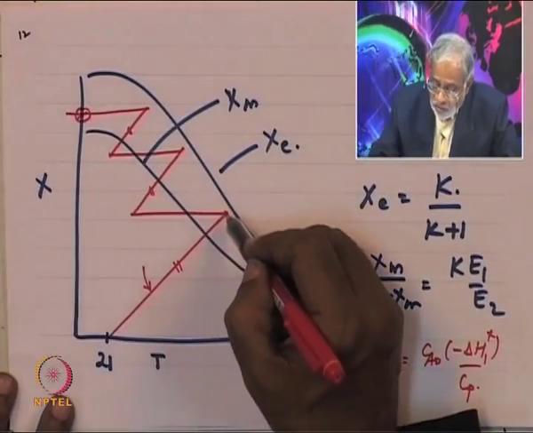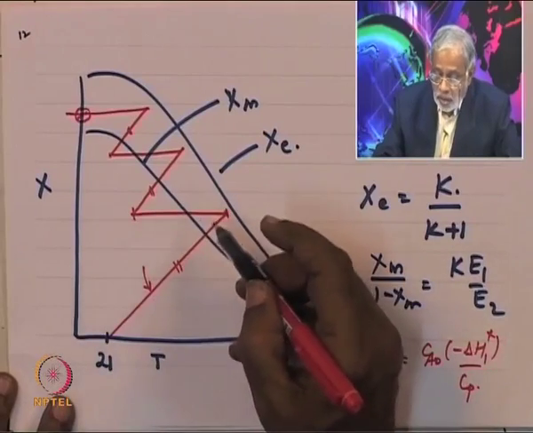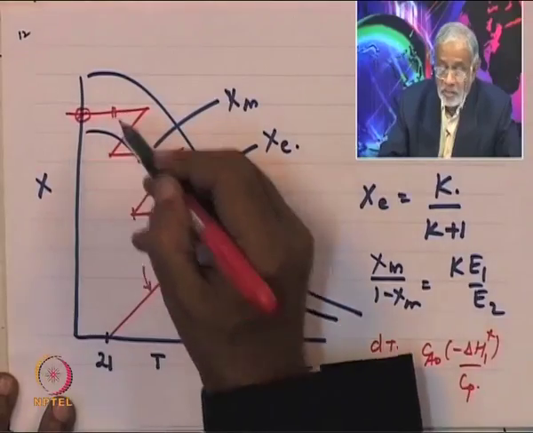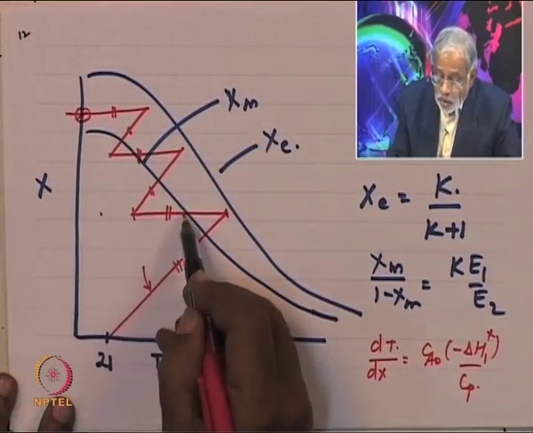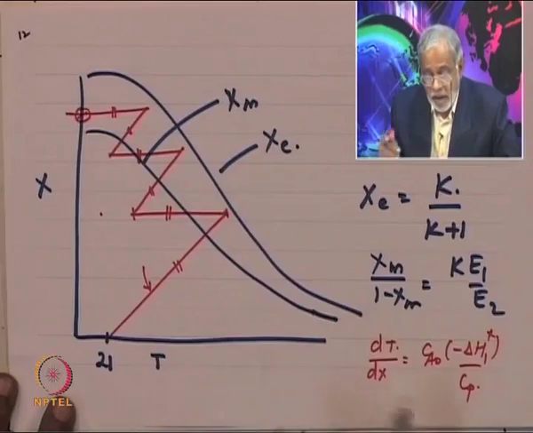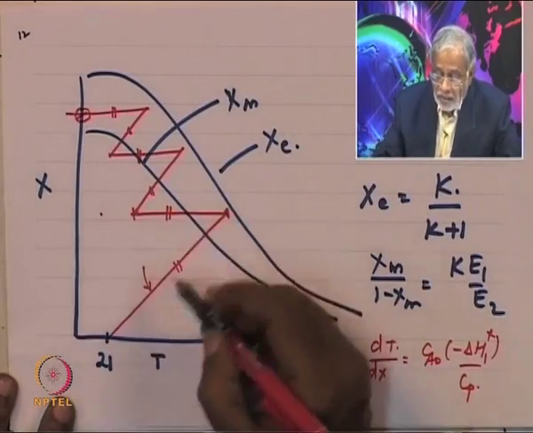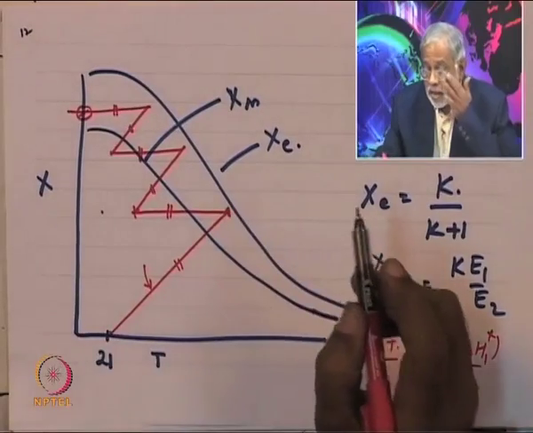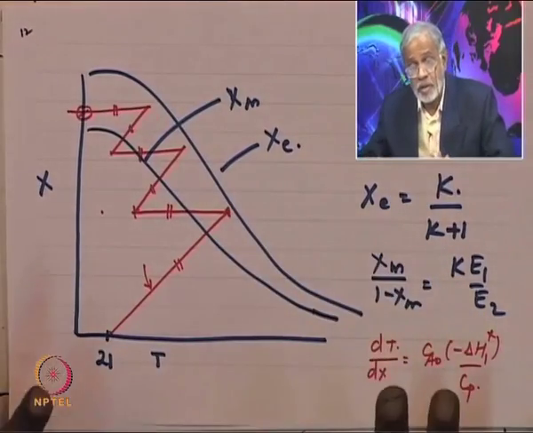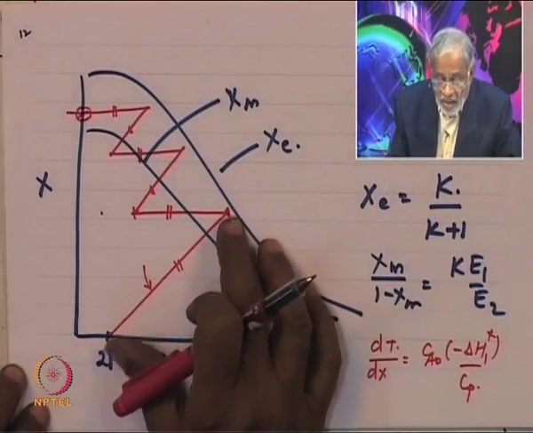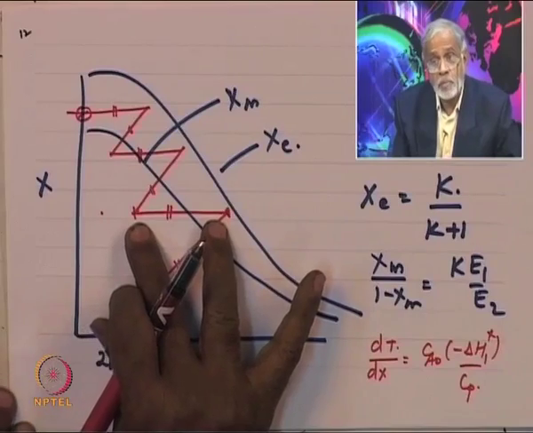So, the design feature that you must take into account is how much interstage cooling you would like to do between stages. You can cool up to here or you can cool up to here. Each decision implies a certain volume of the interstage cooling device and a certain volume of the reactor. Or in other words, in multi-stage tubular reactor design, the size of the reactor and the size of the cooling device are both important.